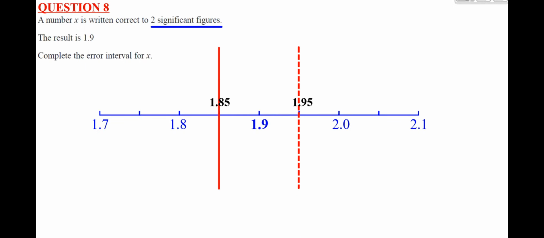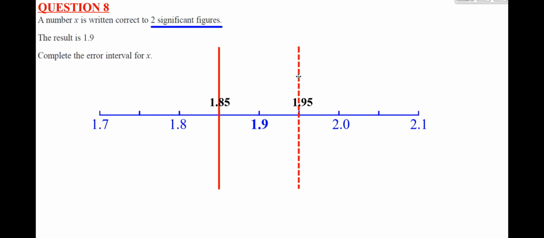So I'm going to draw in these lines. Now, if a number were 1.85, that would round up, of course, to 1.9. The old rule from primary school: if it's 5 or more, we round up. So a 5 would cause the 8 next to it to round up to a 9, which is great. For 1.95, however, if it were truly 1.95, that would cause the number to round up to 2.0. So 1.95 is the cut-off point, which you're not allowed to have.